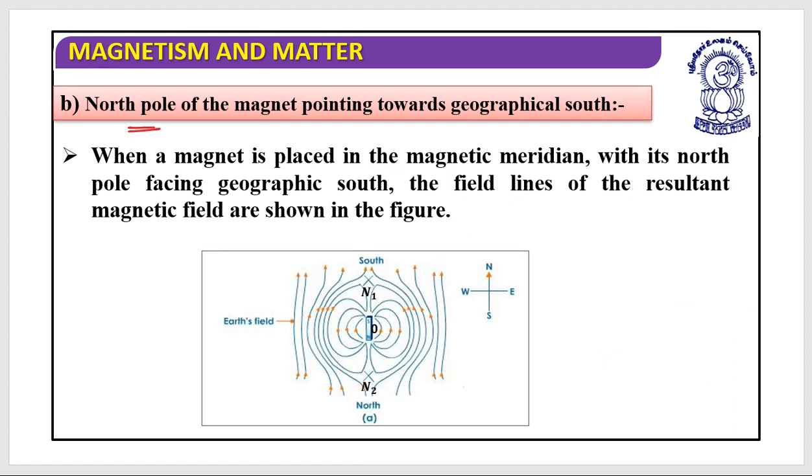In this situation, the north pole of the magnet is pointing towards the geographical south. So exactly the opposite. I have reversed the direction of the magnet. It is something like this. So when a magnet is placed in the magnetic meridian with its north pole facing geographical south, then the field lines of the resultant magnetic fields are shown in the figure.